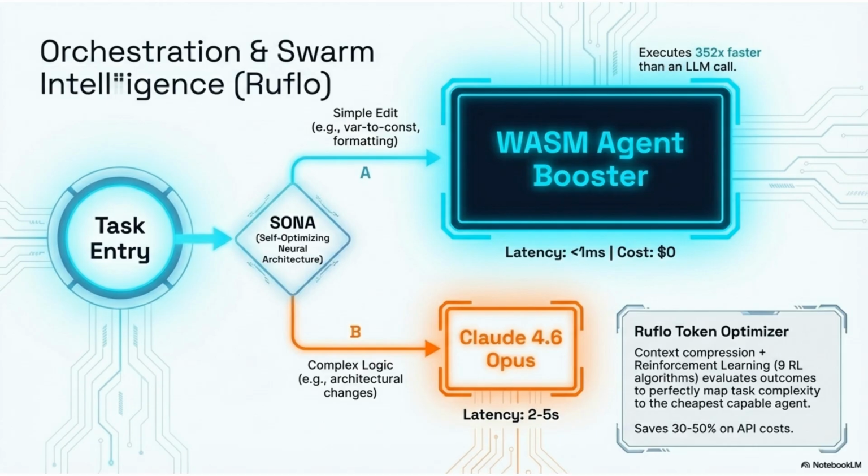Orchestration and swarm intelligence, powered by Ruflow, routes tasks based on complexity. Simple edits execute 352 times faster via the WASM Agent Booster. Complex changes go to Claude 4.6 Opus. Ruflow saves 30 to 50% on API costs through its token optimizer.